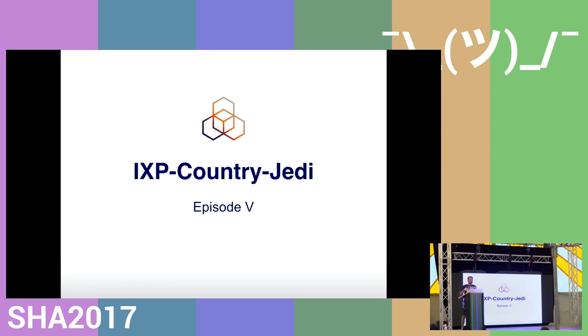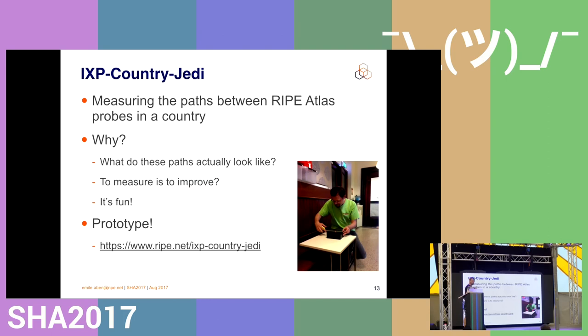The second part is something we developed on top of the data that comes out of this. So now you have all of these devices that you can do measurements from everywhere. Can you measure what the internet in a country looks like based on that data? I call this project IXP Country Jedi, and it's measuring the path between these devices in a country.